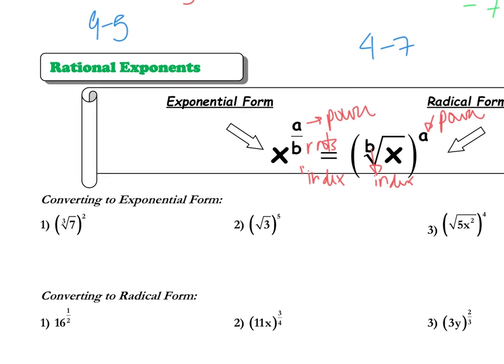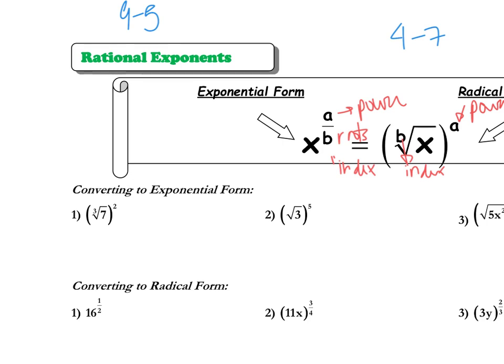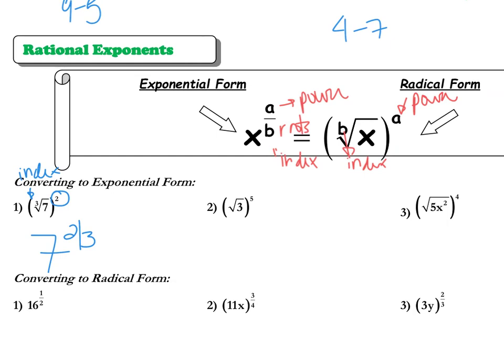Okay, so if we look at the first example, this is the power on the outside. This is the index. So just write it power over index. So 7 to the 2/3, and you're done. Okay. And then the second example, once again, this is the power. This is the index, which is a 2. Since we don't see a number there, it's implied that it's 2. So 3 to the 5/2. Now, if I would have written this, the square root of 3 to the 5th, that would be the same thing. That would still be 3 to the 5/2. Doesn't matter. It can be on the outside or on the inside.